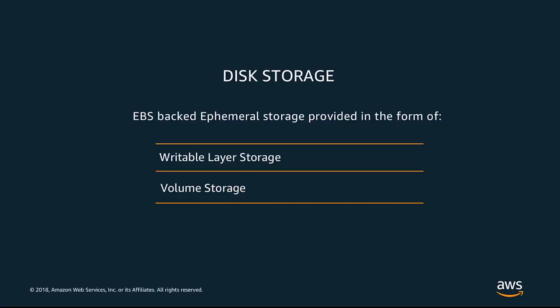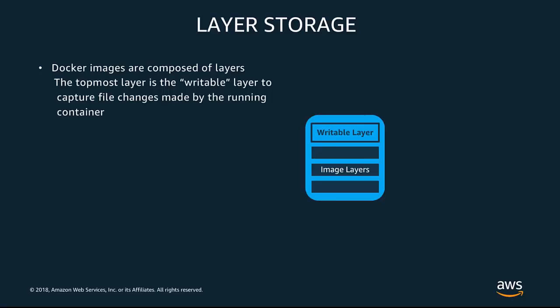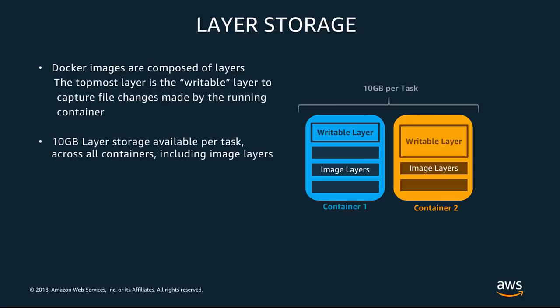For storage, the EBS-backed ephemeral storage is provided in two forms, in the writable layer and as volume storage. So with the writable layer, Docker containers consist of immutable image layers with the topmost layer a writable layer to capture any information that's written during the run of the container. So for example, logs or any error messages. So Fargate provides 10 gigabyte layer storage that's available per task across all of the containers. Now keep in mind, this layer is not visible across the containers, and it's also ephemeral. So that means when this task stops, that data is no longer available.